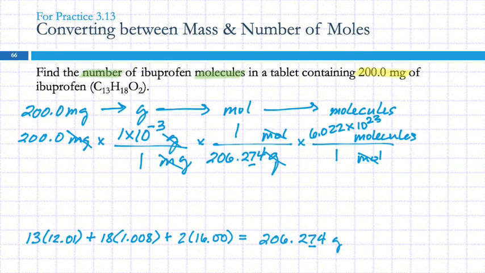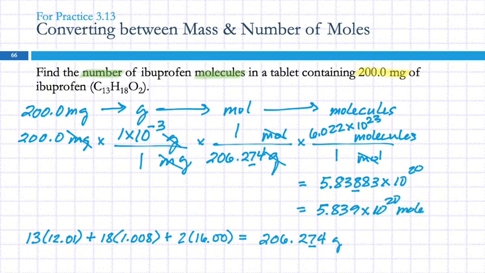200 times 1 EE negative 3 divided by 206.274 times 6.022 EE23. So how many sig figs should this answer have? It'll be 4, because this one's 4, and this one's 5, and that one's 4. 5.83883 times 10 to the 20th. So 5.839 times 10 to the 20th molecules. Any questions?